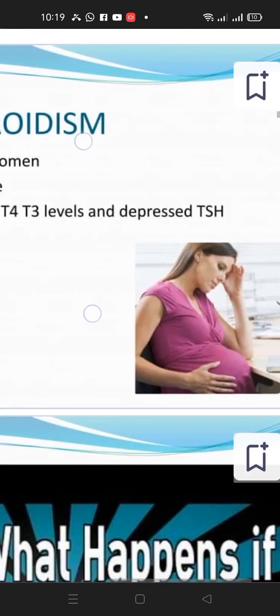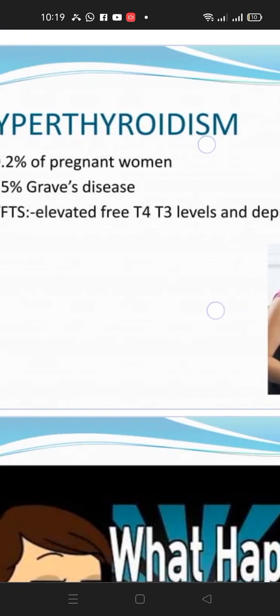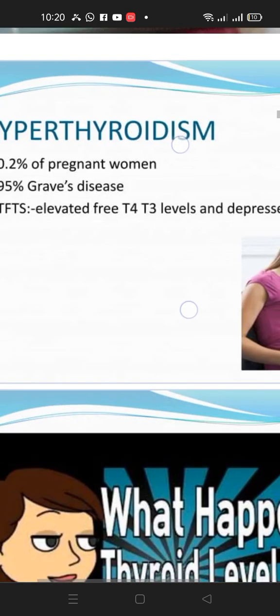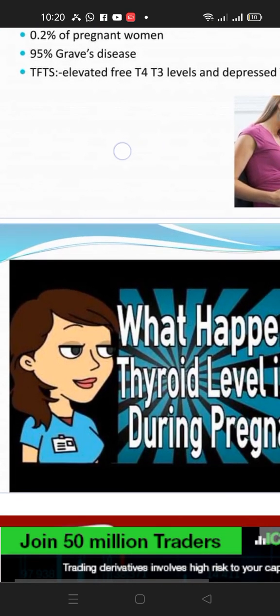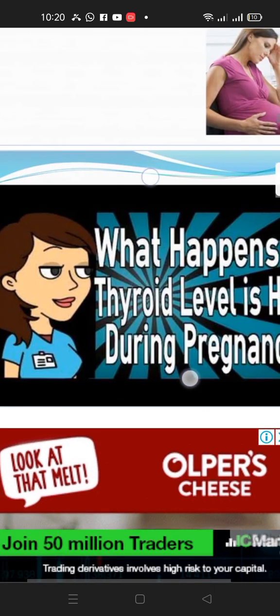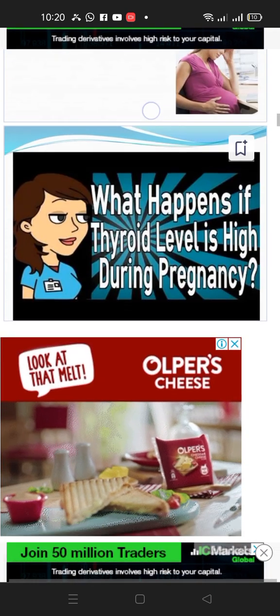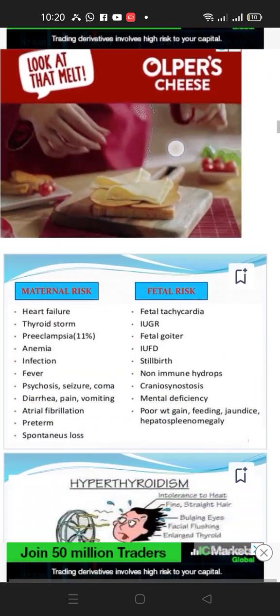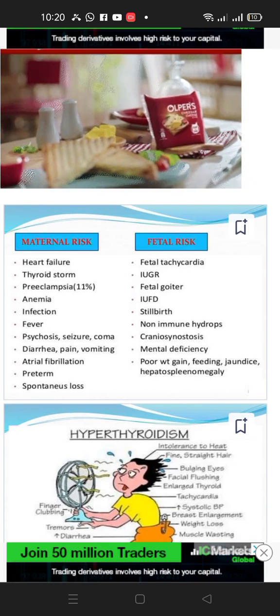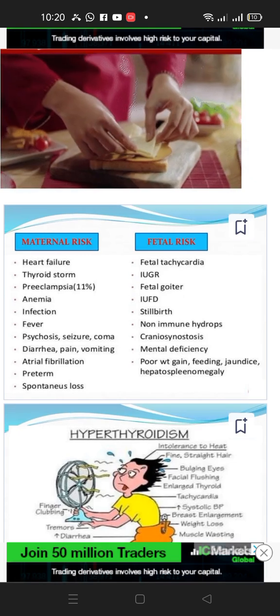So there will be an increase in the levels of T3 and T4, and free T4 level will be increased in the circulation. So what happens if thyroid levels are increased during pregnancy? So these are the, sorry, maternal risk and the fetal risk.